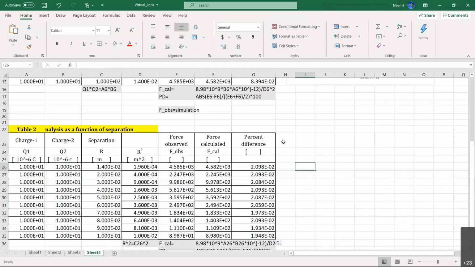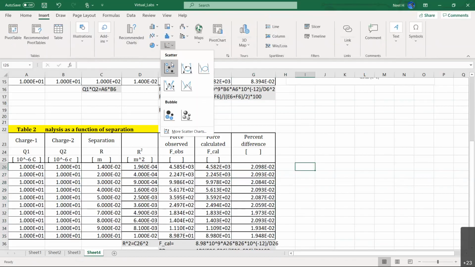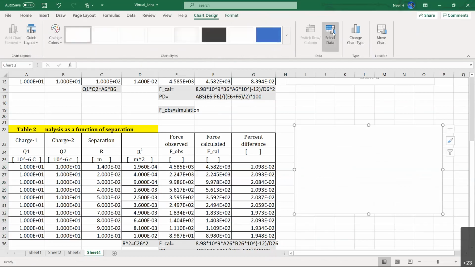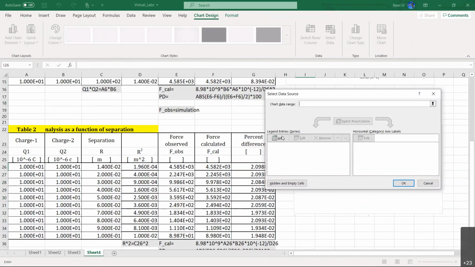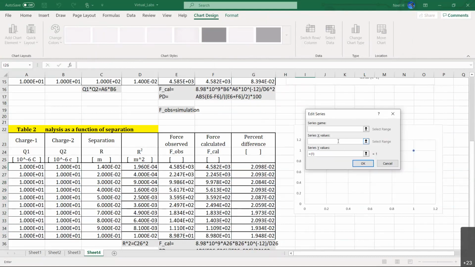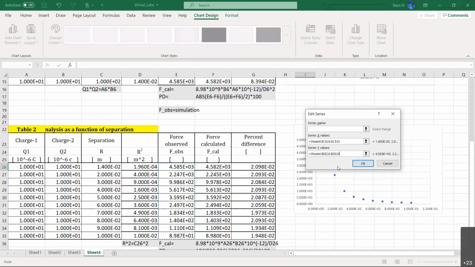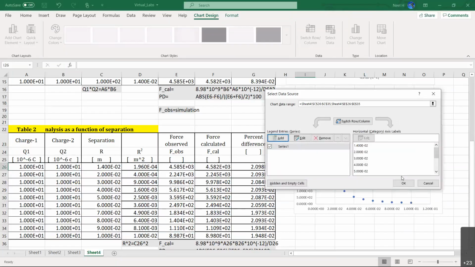And then the question asking you to make a graph: insert a scatter plot without any data first. Then select data, add the data. X values, click here. X values should now be r in meters. Y values should now be force observed. Okay, so with these values, click OK and click OK again.